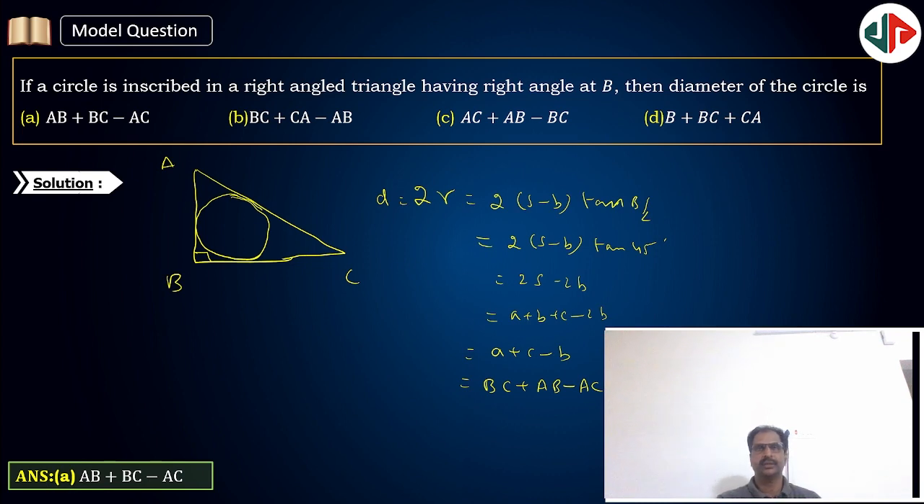So the name of the circle is the incircle. The radius is denoted with small r. So the diameter will be 2 into small r. And the formula for small r is (s minus b) tan B by 2, where angle B is 90 degrees. Side a is nothing but BC, side b is nothing but AC, side c is nothing but AB. So in place of small a, I can write BC, in place of small c, AB, and in place of small b, AC.